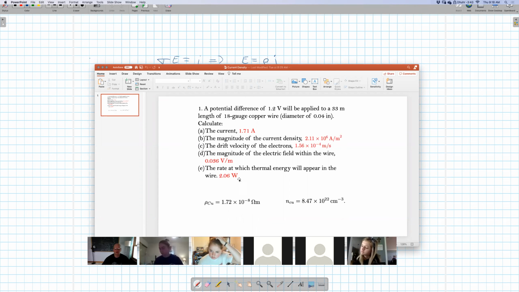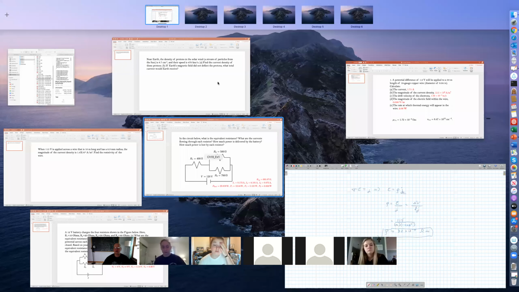So what is the power which is lost by the wire? Remember, this is either going to be I squared R or V squared over R, so either one of the two. Here you know the potential difference, you know the length, so in that case, you know the electric field. You know Ohm's law, so from resistivity, you're told this is copper. You're told the resistivity of copper is 1.72 times 10 to the minus 8 ohm meters, and the number density of copper is 8.47 times 10 to the 22 per centimeter cubed.